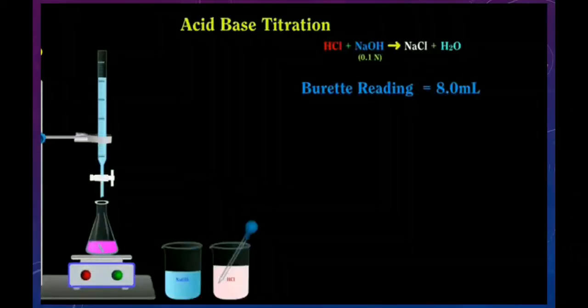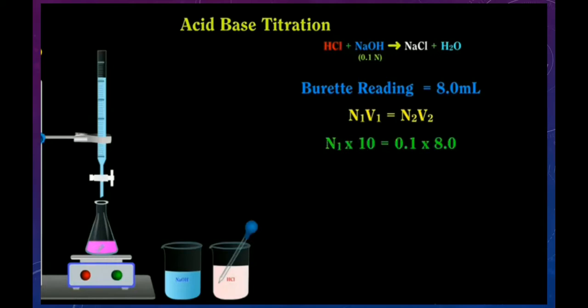Let us do calculations for finding unknown normality of HCl solution by using normality equation, which is N1V1 equal to N2V2. Here N1 is the unknown normality of HCl solution. V1 is the volume used for HCl, which is 10 ml. N2 is the normality of standard solution of NaOH, which is 0.1 N, and V2 is the volume used for NaOH from burette, that is 8 ml.